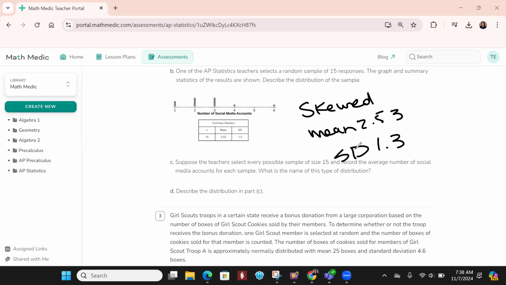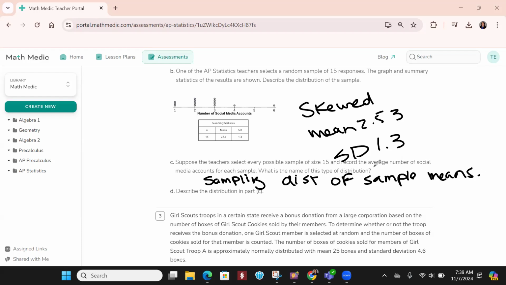Suppose the teacher selects every possible sample of size 15 and records the average number of social media accounts for each sample. What is the name of this type of distribution? Sampling distribution of sample means. Okay, so sampling distribution of sample means.